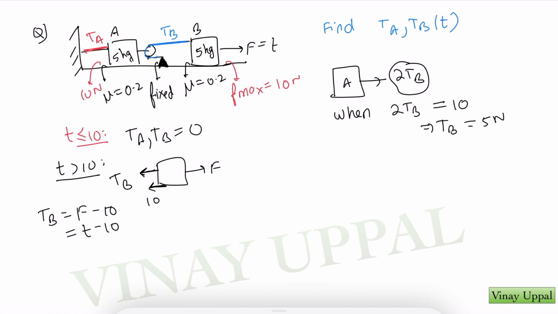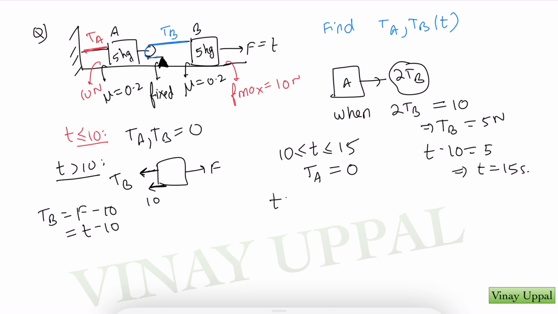So when will that happen? We can see from this equation. So that will happen at 15 seconds. So for t between 10 and 15, the tension in A is going to remain 0. Tension in the red string is going to remain 0 because the external force 2 TB on block A has not reached the maximum possible friction on block A.